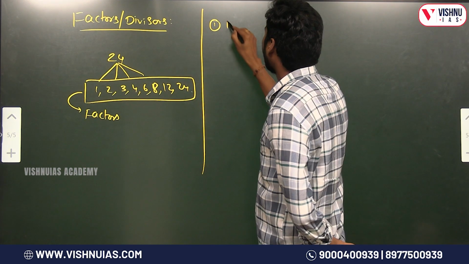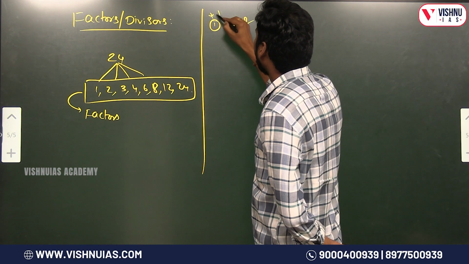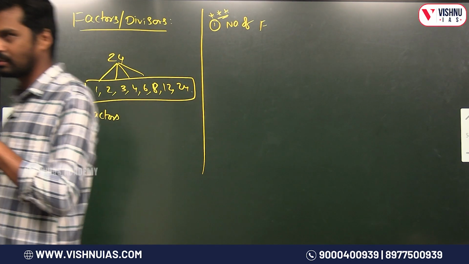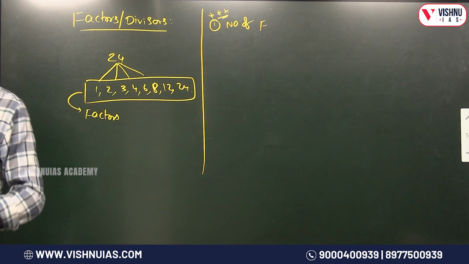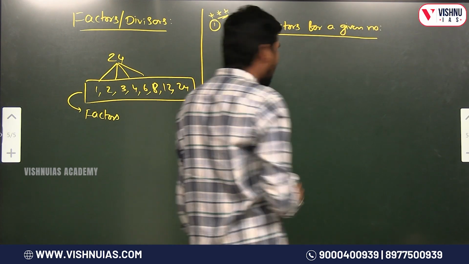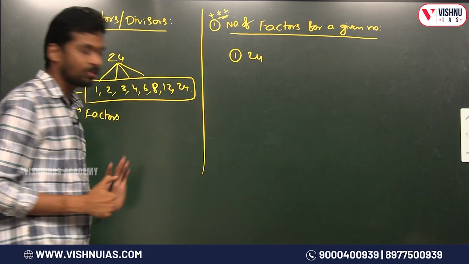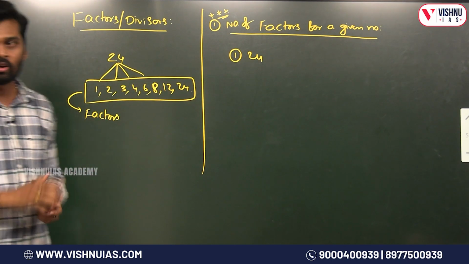The first one is finding the number of factors. This was asked 2-3 times in previous year papers. So directly, how many factors are there for a number, or how many divisors? Factors or divisors, both are the same, right? Number of factors for a given number. I'll start with 24. Without writing all these factors, how do we find out?